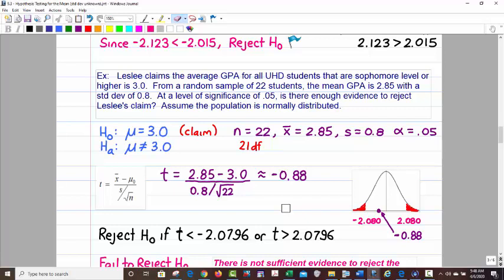So what we've got to do now is calculate our test statistic. 2.85 is your x bar minus your mu naught, which is 3, divided by 0.8 over the square root of 22.